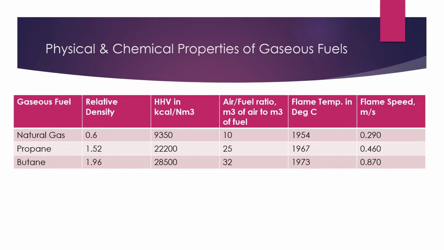That means if unit fuel is considered for combustion, then more air will be required in case of butane as compared to other gases. Butane will also attain the highest flame temperature among the three gases. Flame speed of butane will also be higher compared to other gases. It is worthwhile to mention here that butane is a gas at room temperature and atmospheric pressure. Butane is a highly flammable, colorless, easily liquefied gas that quickly vaporizes at room temperature.